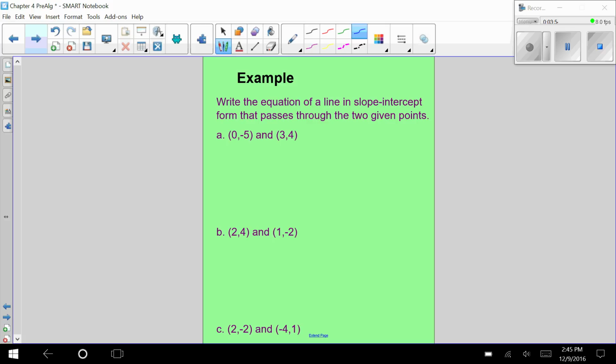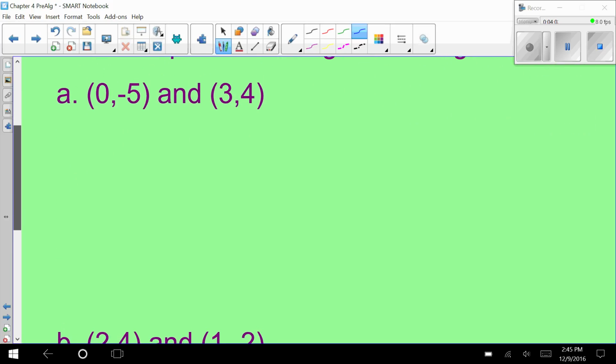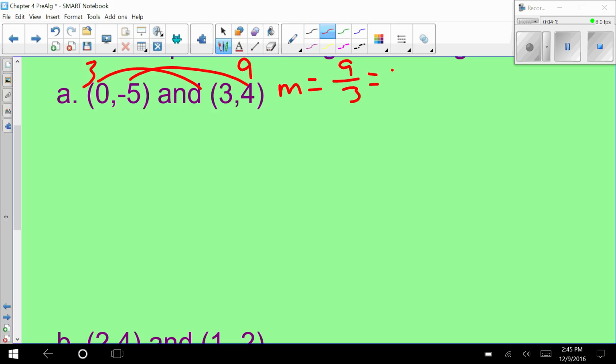So now we're going to take this one step further and we're going to write the equation in slope-intercept form that passes through points, these 2 points. Let's zoom this in a little bit more. So the first step for these problems is to find the slope. -5 to 4 is a +9. 0 to 3 is a +3. So my slope is 9 over 3, or just 3. So now I can make that base equation, y equals 3x plus b.